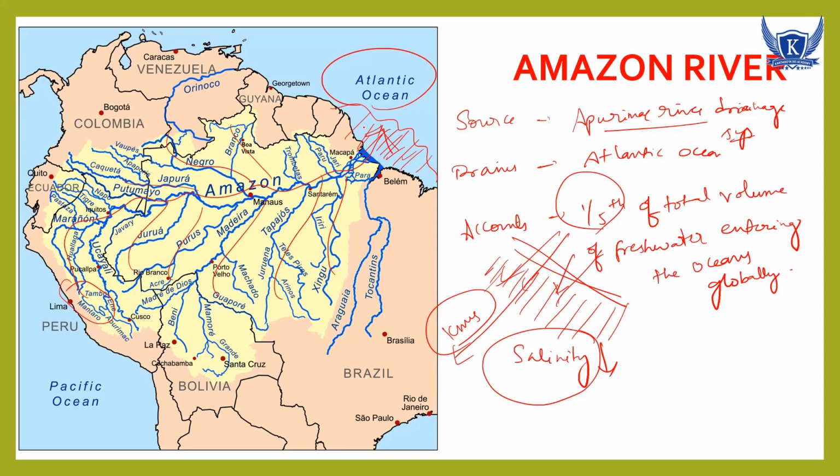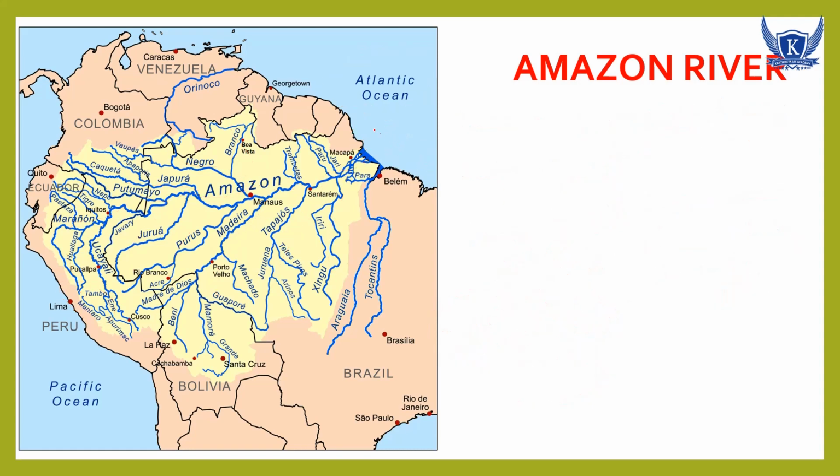And if you see here, you cannot find a proper delta. It means that the river Amazon doesn't have a true delta. What is a delta? We have already discussed in the previous classes that a triangular shape is formed by the distributaries of the river.